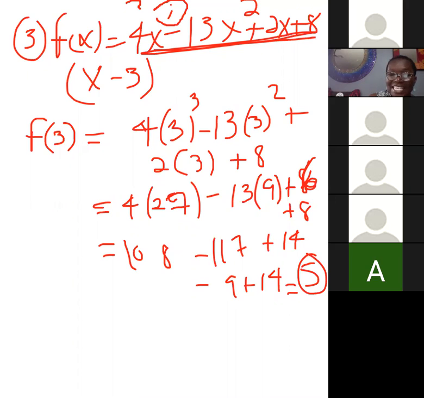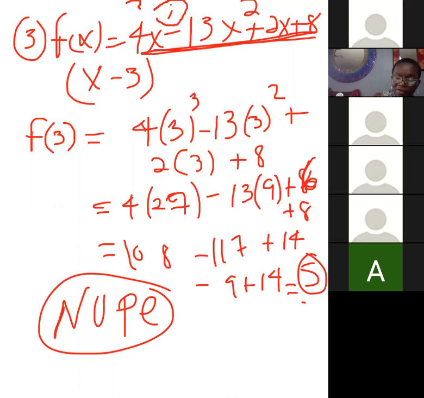So, is x minus 3 a factor of the polynomial? Nope. Why is it not a factor? Because the remainder is not 0. That's why. Okay, next one. Number 4.